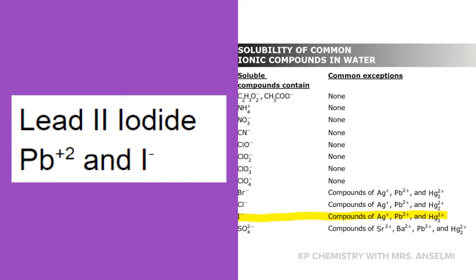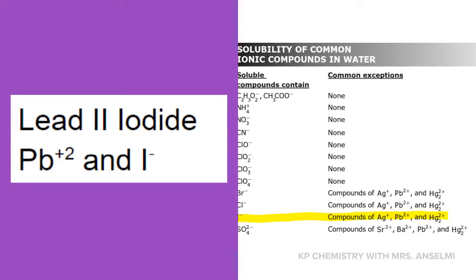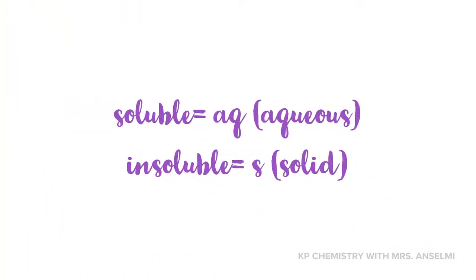Since Pb2+ is our cation, the compound lead 2-iodide falls under those exceptions, and that makes it insoluble, which is why it forms a precipitate, or a solid, in the reaction. To find out whether a double replacement reaction is a precipitation reaction, use the solubility rules to figure out whether your two products are soluble or insoluble. If they're soluble, write an AQ for aqueous next to their symbol. This means they can dissolve in water. If they're insoluble, write an S for solid next to their symbol.